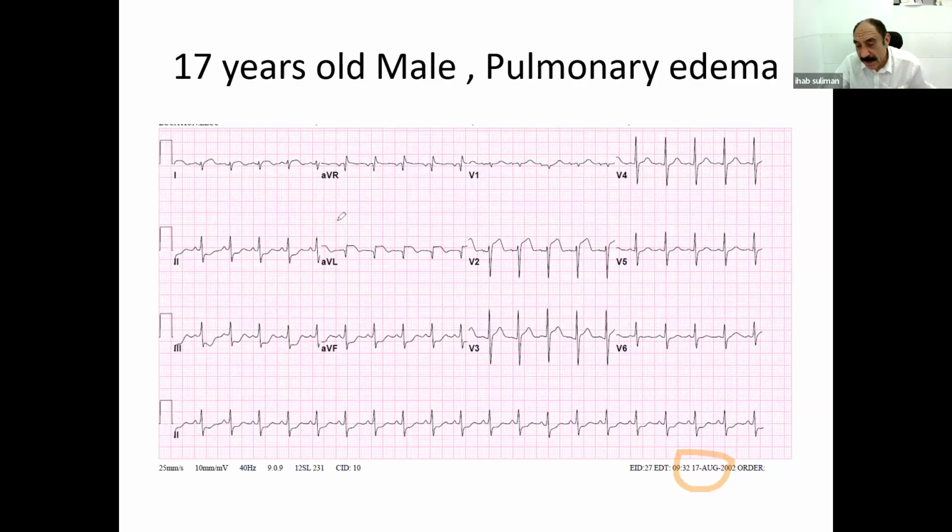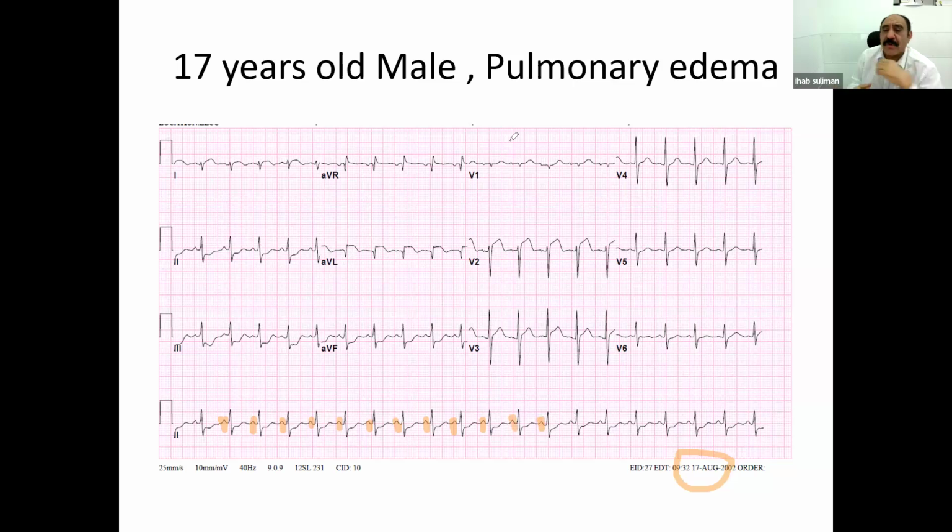Let us take maybe the rhythm. So we can see a P wave before each QRS, but the heart rate may be 100. So the patient may be borderline sinus tachycardia. And this is the patient who came with pulmonary edema. So commonly a patient with pulmonary edema will have a tachycardia or a tachypnea.